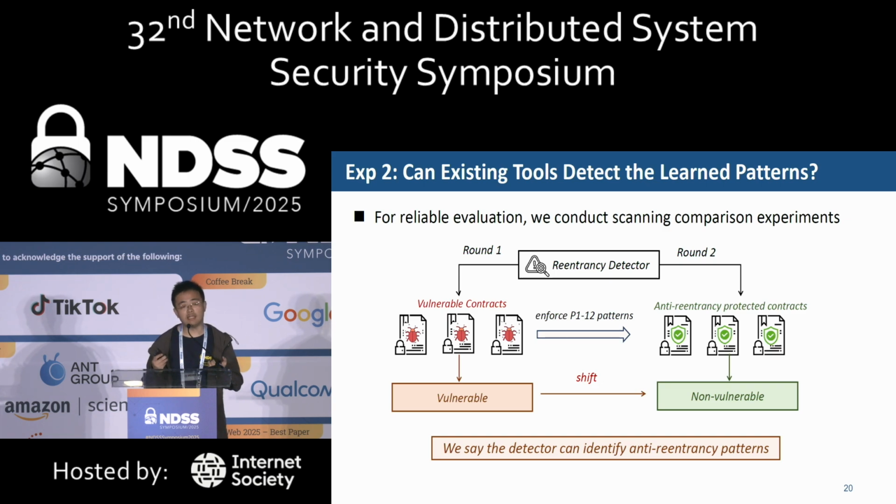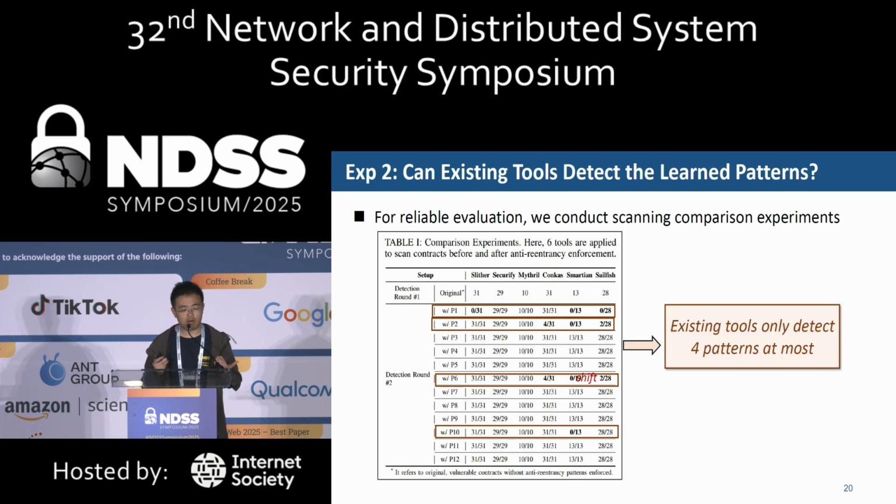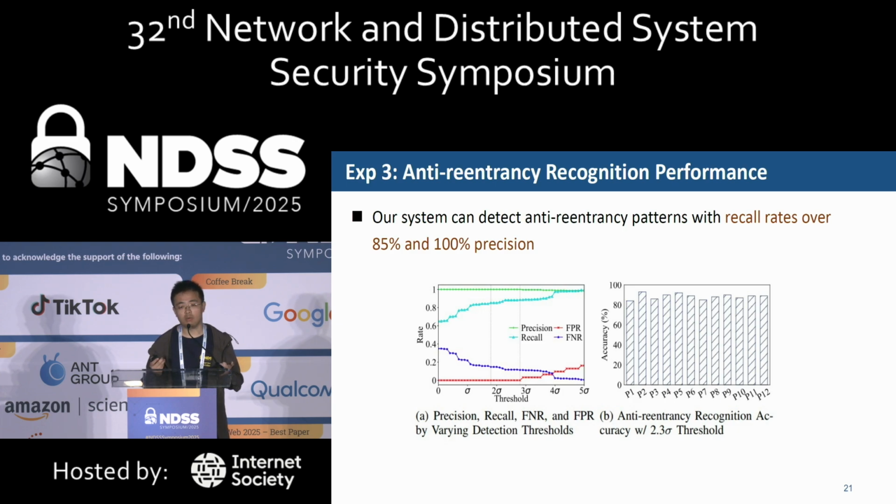For these anti-reentrancy patterns, we also conduct comparison experiments to study if existing tools can detect and learn these 12 patterns. And our results show existing tools can only detect 4 patterns at most. So we also evaluate the anti-reentrancy recognition performance. Our system can accurately detect anti-reentrancy patterns with recall rates over 85% and 100% precision.